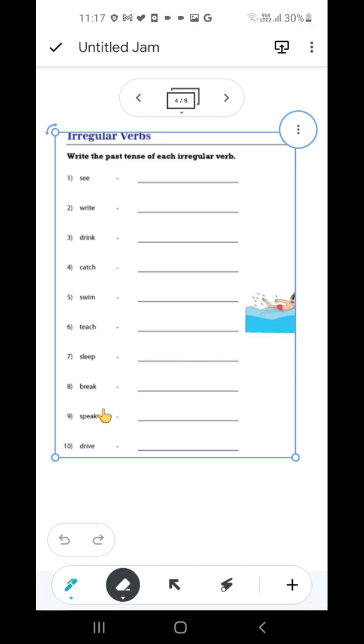Students, this is all about today's class. I hope you have understood both exercises very well.